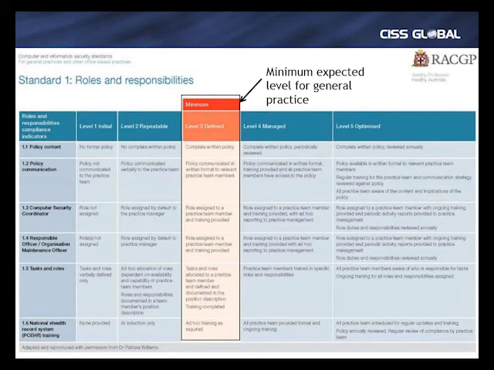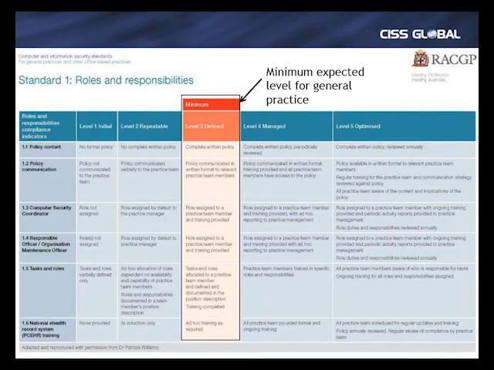it goes from an initial level 1 where nobody is really assigned the role officially, up to what we call the minimum standard, which for this one is defined as level 3, where you have the role assigned to a practice team member and the training is provided, right up to level 5, where they're assigned and there is ongoing training and activity reports to practice management, and the roles and responsibilities are reviewed regularly, at least annually. So if your practice is sitting somewhere in the middle at level 3, then that's fine.